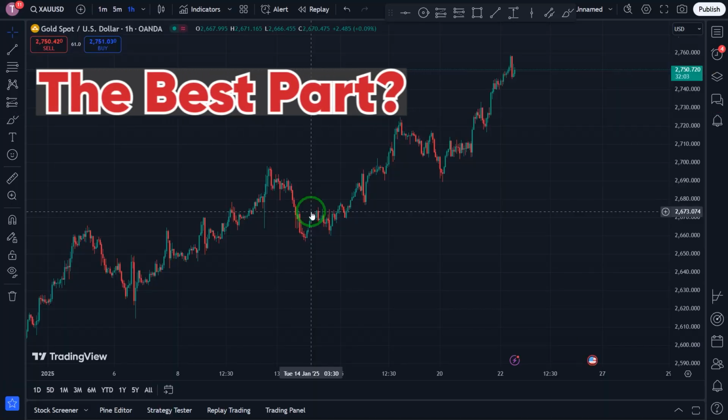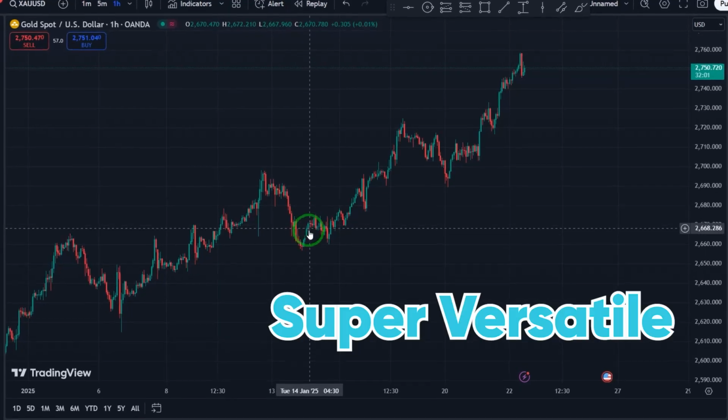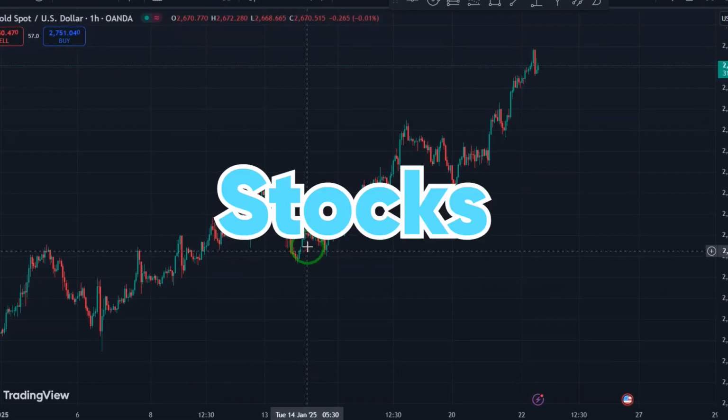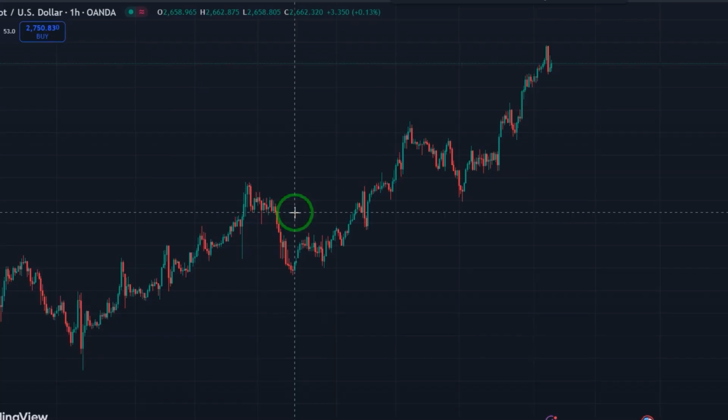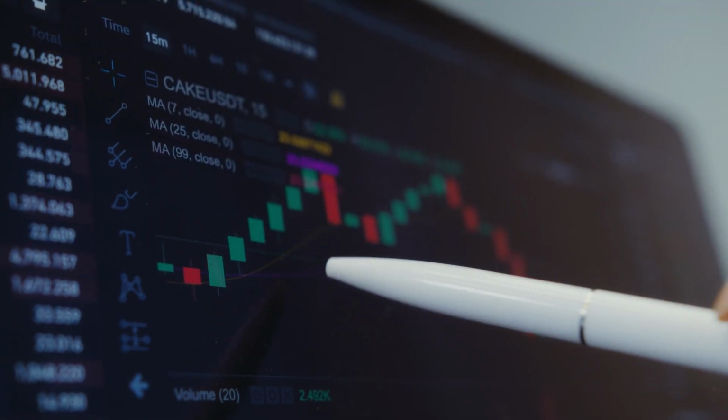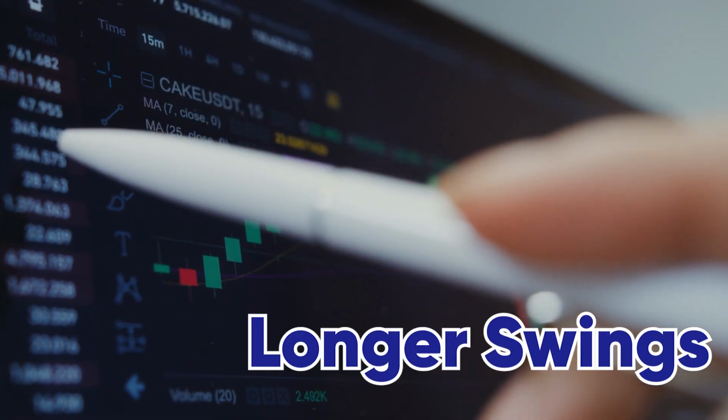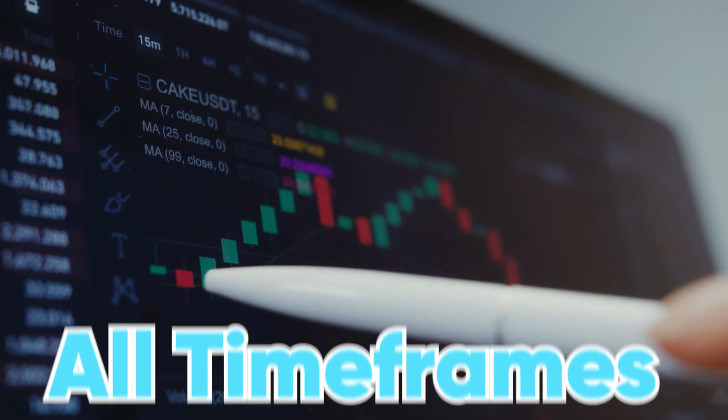The best part? This strategy is super versatile. You can apply it to stocks, crypto, Forex, commodities, you name it. Whether you're into quick scalps or prefer long swings, it works across all time frames.